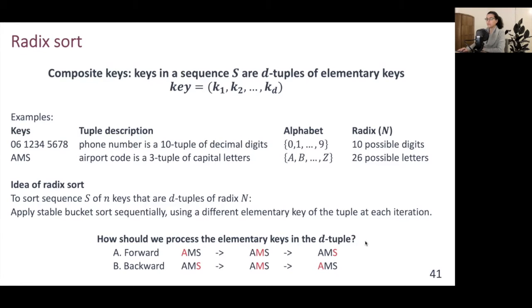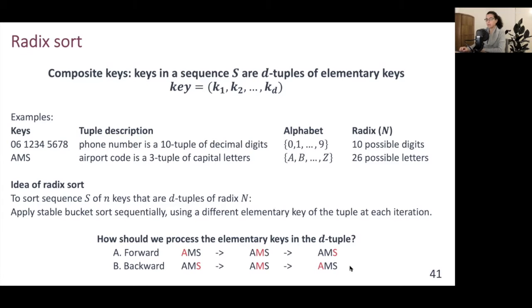How do you think we should process the elementary keys in the d-tuple? Should we apply it forwards, such that we first apply bucket sort to the first character, then to the second character, and finally to the third character? Or should we process the elementary keys backwards, such that we first sort on the last one, then we sort based on the second last one, and so on until we get to the first one?